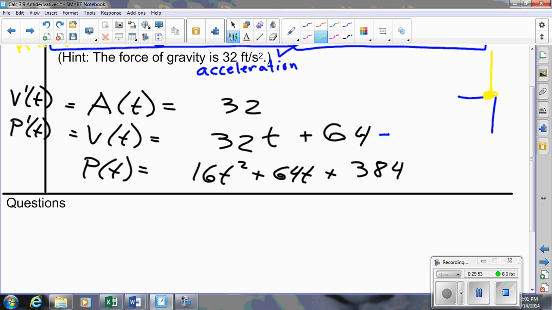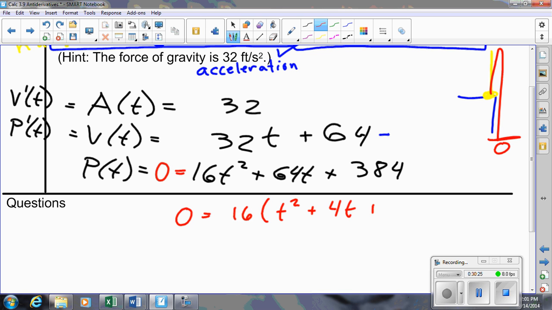But if we're reading this as it got tossed over the cliff, when does it reach a height of 0? Well, we can say it's going to reach a height of 0 when that's true. When does the position function equal 0, which is the height of 0? So we're saying then 0 equals 16t squared plus 4t plus, and how many times does 16 fit inside 384?